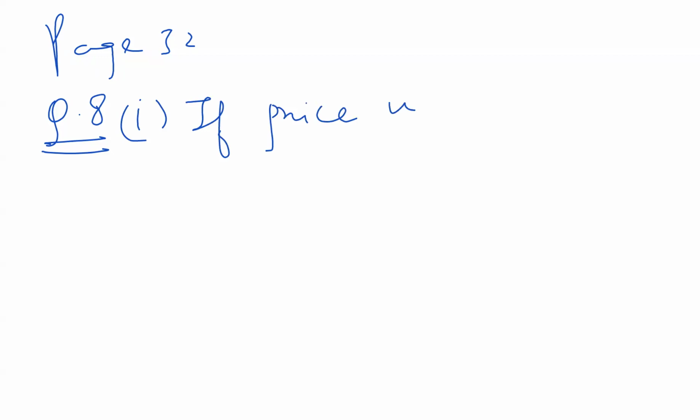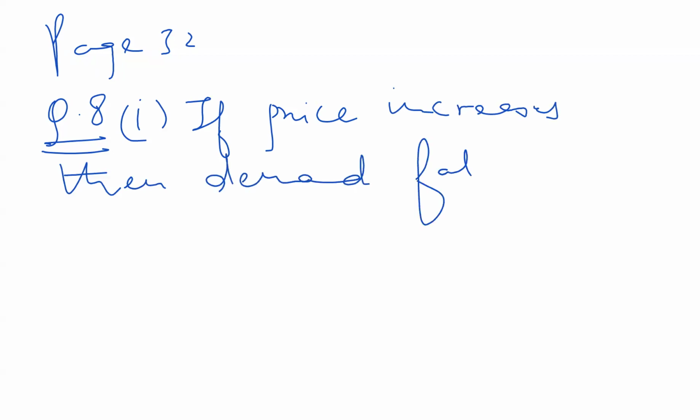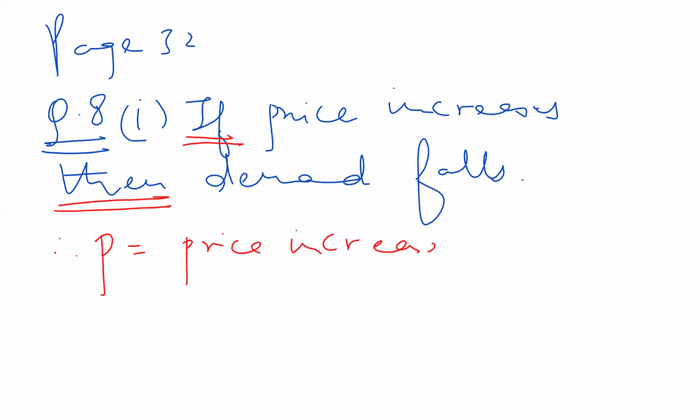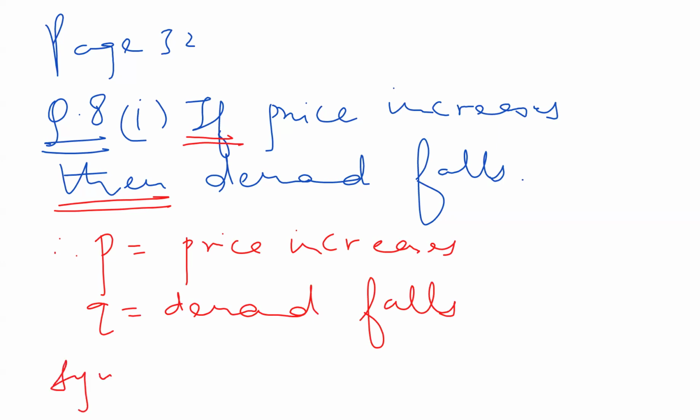If price increases, then demand falls. The logical connective over here is if then. The two statements are connected with if then, conditional statement. Therefore, P is equal to price increases, Q is equal to demand falls, symbolic form, P implication Q. Copy till here.